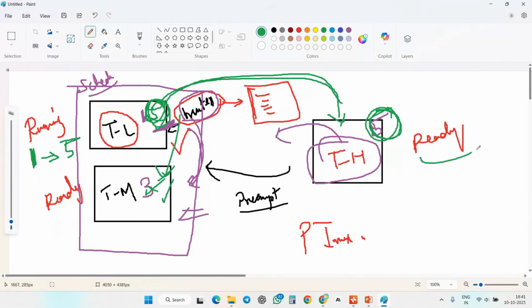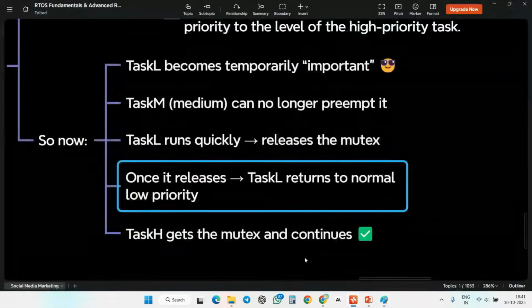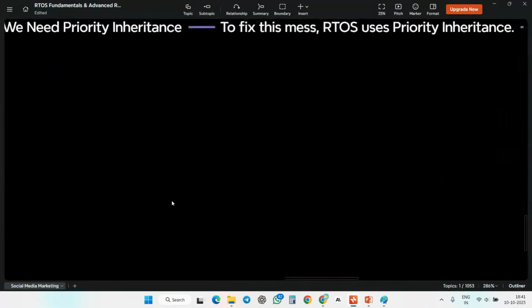Why? Because I need to run the higher priority task. I need to get the mutex lock. I need to get all the resources for the higher priority task. So that's what I changed from 1 to 5. When the task switches to the high priority, it moves from 5 back to 1 again. Once the higher priority task has completed, it moves to the medium priority task. Okay. And it gets the mutex and continues.